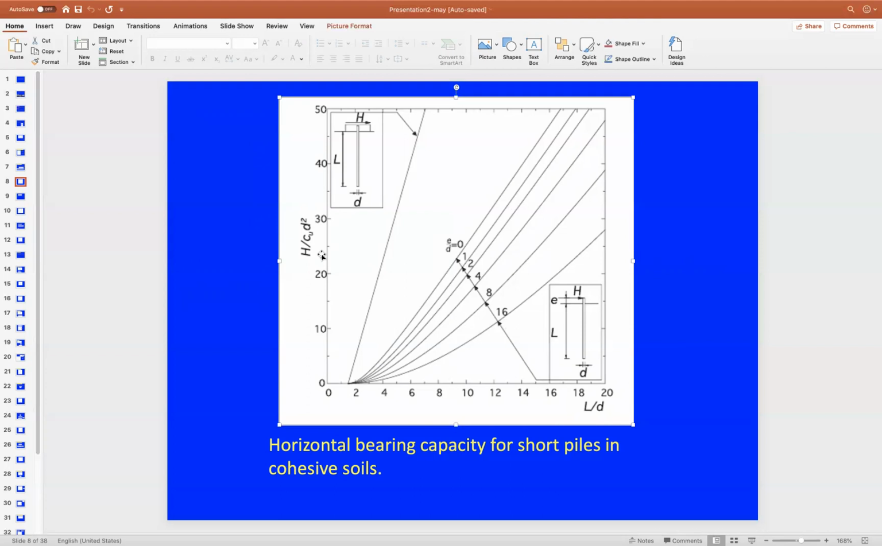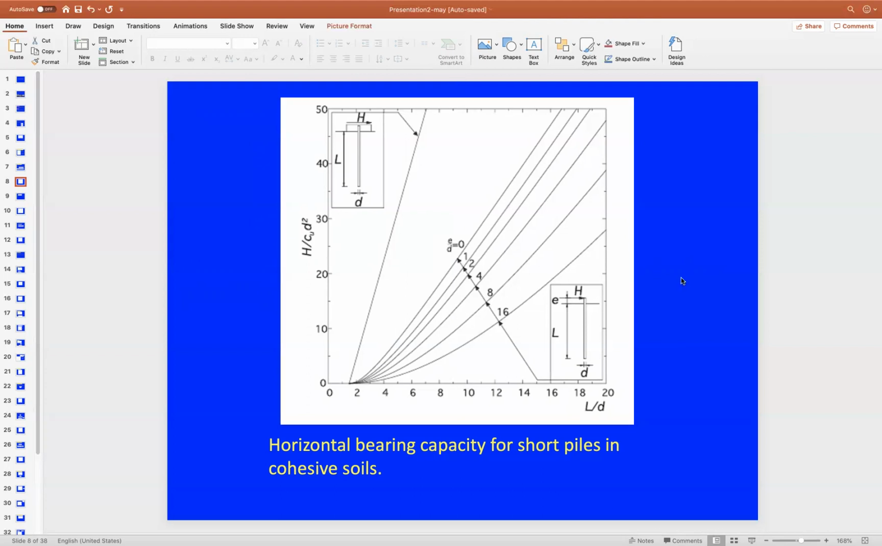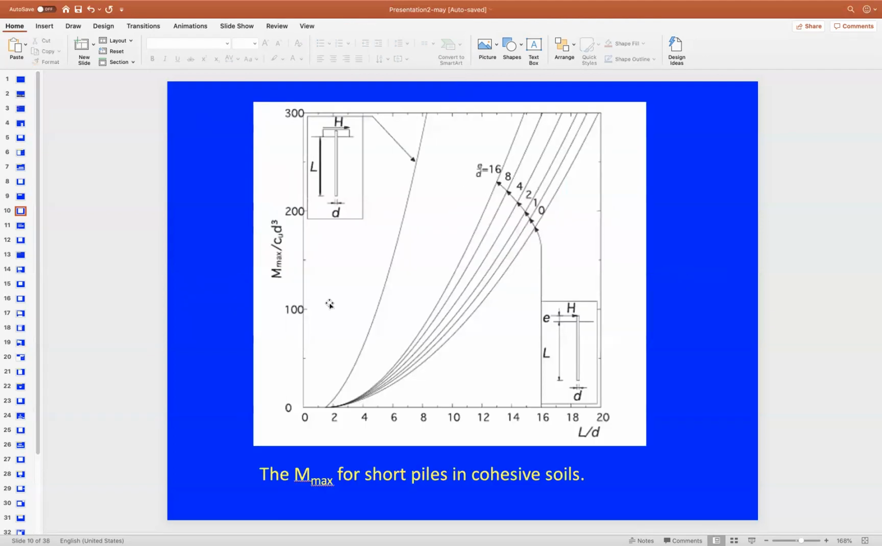You can use another similar chart to find the value of M maximum. By knowing the value of L over D and the value of E over D, you can find directly the value of M maximum on the y-axis, after multiplying, obviously, by the Cu D cubed here.